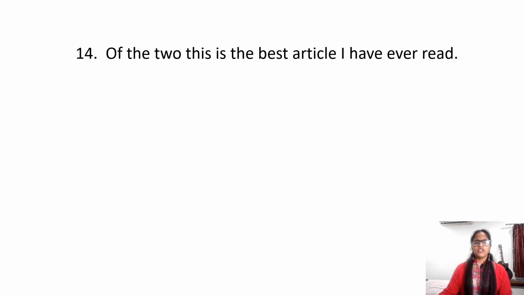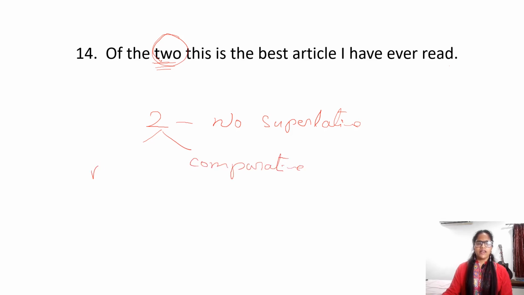Next one, of the two, this is the best article I have ever read. Here comparison between only two. Now when there is a comparison between two, no superlative degree. Now when you are comparing between two people, either it has to be in comparative form or it has to be in positive form. So we don't have a superlative form when you are comparing two nouns. Instead of the best, we need the comparative form of best, and comparative form of best is better. So of the two, this is the better article I have ever read is the correct answer.